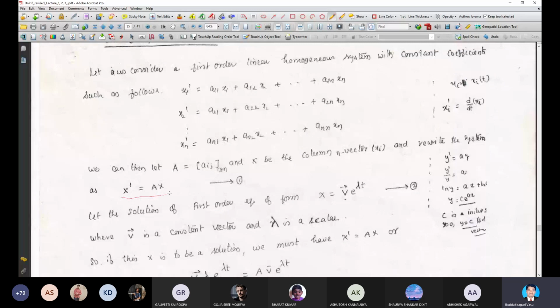We have to find out the solution of this system, which means we have to find out x, where x is the vector. What is x there? Can anybody say here? I'm writing here. x1, x2.